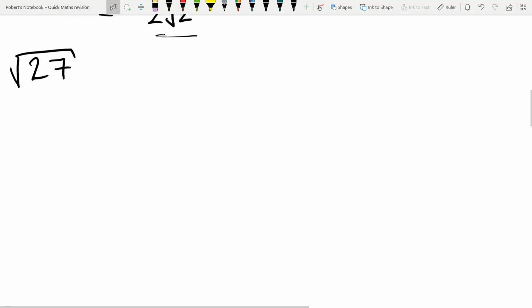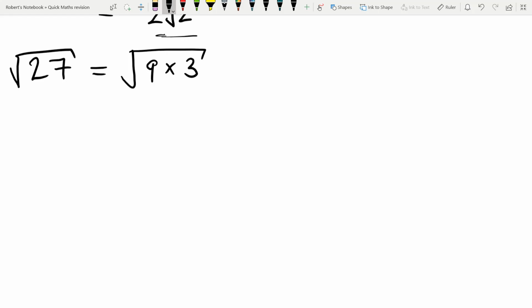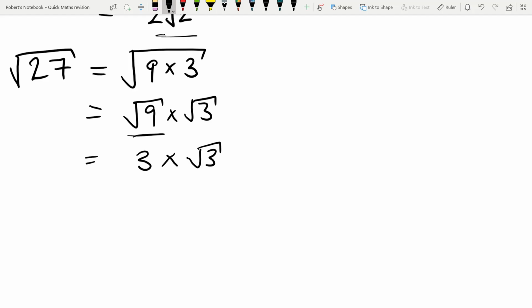So with 27 what we're going to do is similar to that. 27 is 9 times 3, and 9 is our square number, so when we do this step here, following our rule from before, we can write this as 3 root 3, which makes things a bit easier, and we can then write it in our nice form, which is just 3 root 3, and that's our answer.